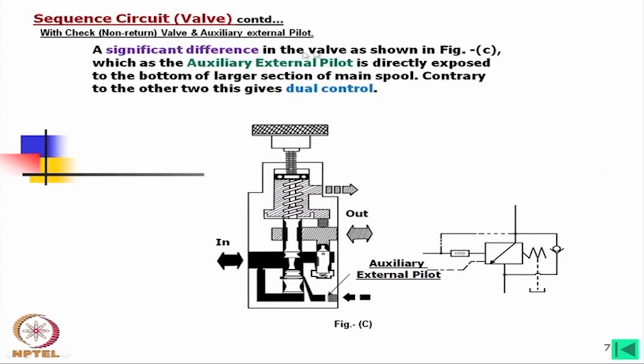A significant difference in the valve as shown in this figure, which has the auxiliary external pilot directly exposed to the bottom of the larger section of the main valve. Okay. Contrary to the other two, this gives dual control. We get dual control. One is the sequence for which we are using this valve, as well as external control.